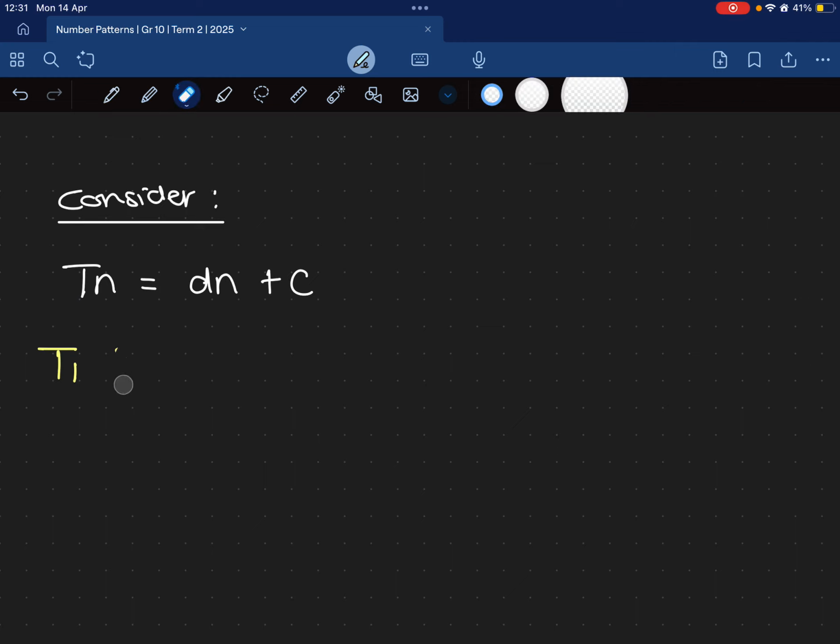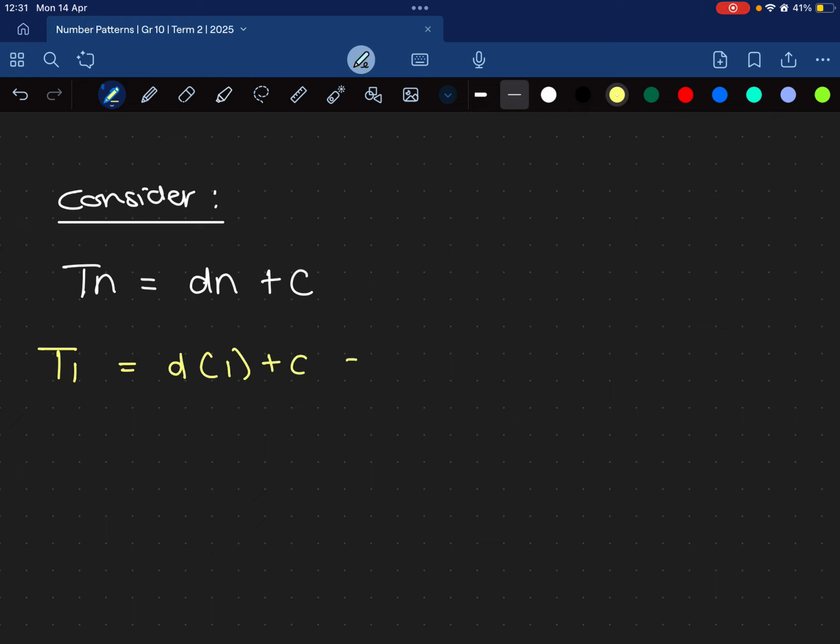So you can see that T1 is the same as D multiplied by 1 plus C, which is just D plus C. What about if I try to do it with T2? The same thing. D multiplied by 2 plus C, which is just 2D plus C. Let's do the next one.